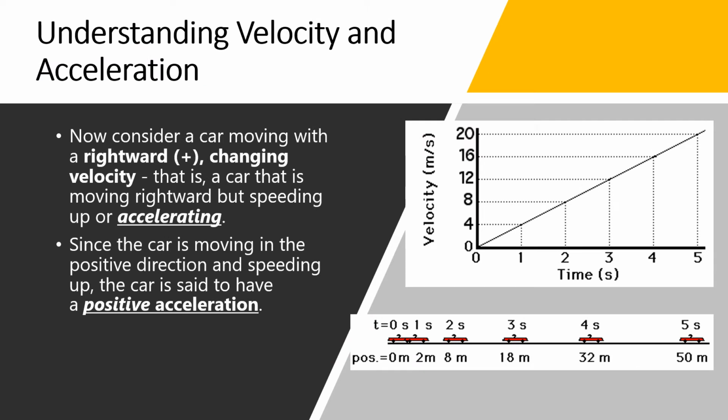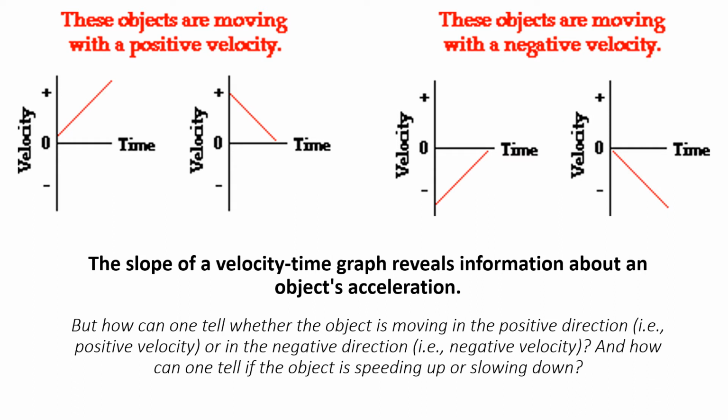Now we're going to look at something accelerating. This is moving in a rightward direction, a positive direction, and it's changing its velocity over time. You can see that it's increasing its speed, and it's accelerating in a positive direction. So it has a positive acceleration. Looking at these different velocity versus time graphs, the slope reveals what it's doing with its acceleration.